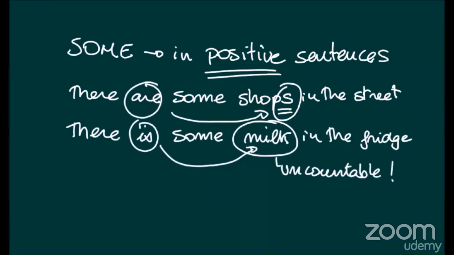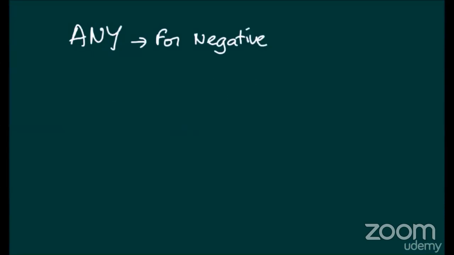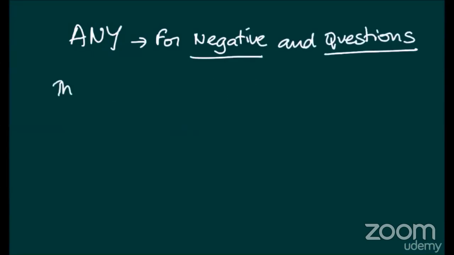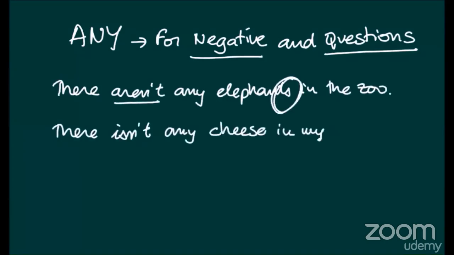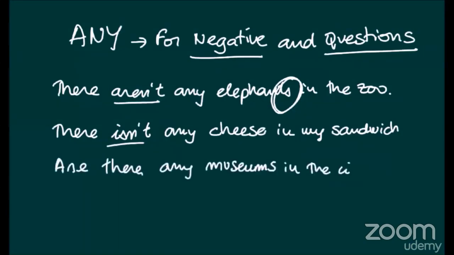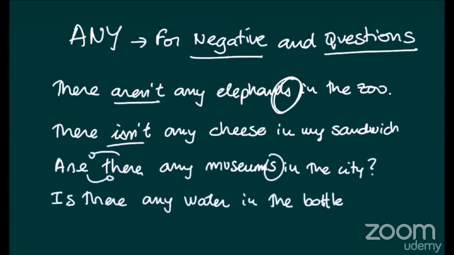We use any in negative sentences and in questions. There aren't any elephants in the zoo. There isn't any cheese in my sandwich. Look that we say elephants in plural. In questions, are there any museums in the city? Is there any water in the bottle? Again, look that when the thing is countable, we put it in plural, ending with an S.